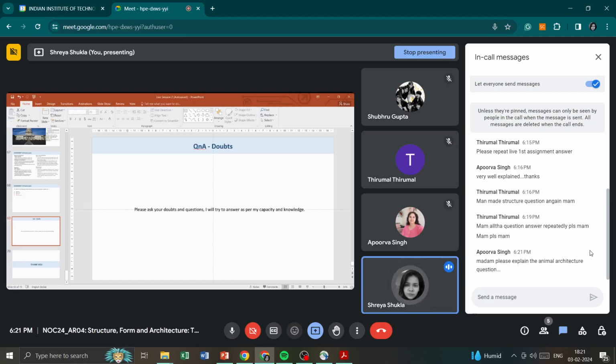Okay, I'll go with the animal architecture question. Meanwhile, just to let you know, Mr. Thirumal, I have given you access to the microphone because I'm not able to understand what you're asking me. So you can turn it on whenever you feel comfortable. Please turn your mic on and ask me the question. Meanwhile, I'll explain the animal architecture question.